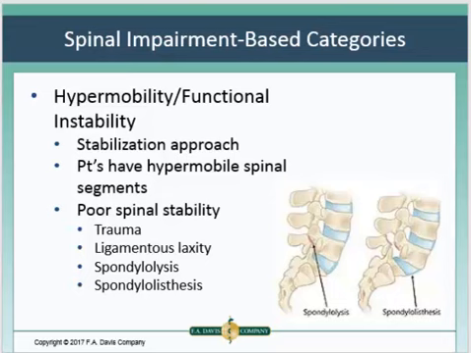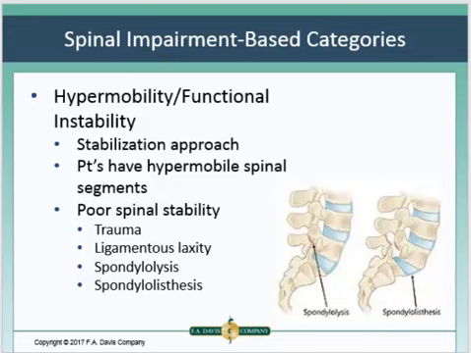Common diagnoses related to hypermobility can include spondylolysis, which is a fracturing of the vertebral area, spondylolisthesis, which is a sliding of one vertebra on the other. You can have ligamentous laxity, and you can have trauma.